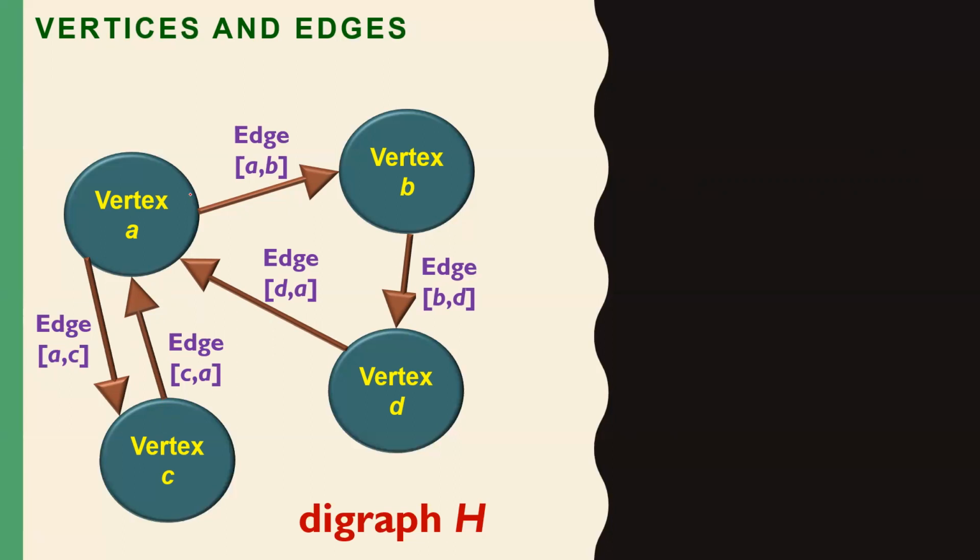Now, if you look at the edge AB, that means it's an edge starting from vertex A and ending in vertex B. So you cannot start from B and end up with A through the edge AB, because the ordering here is very important. That's why, if you look at the edges between A and C, we wrote AC and CA separately, because again, it's a digraph, a directed graph. It's important where you start and where you end.